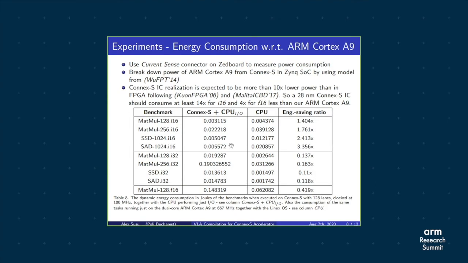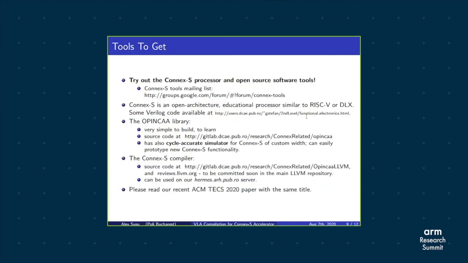Here we show that our i16 benchmarks save energy on the accelerator at least by 1.4 times with respect to the dual-core ARM CPU. It's possible to save 10 times more if Connex-S is produced as an integrated circuit, not synthesized in an FPGA. We invite you to try our open source software tools for the open architecture Connex-S accelerator, including our cycle-accurate processor simulator.